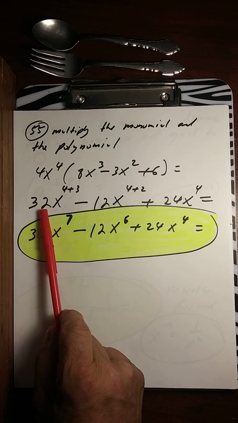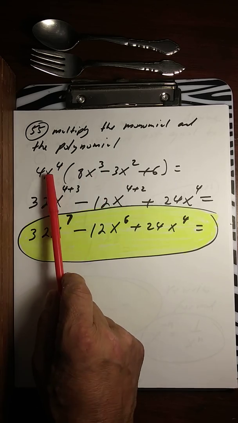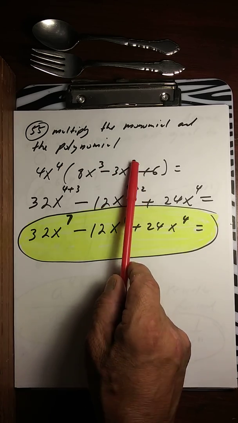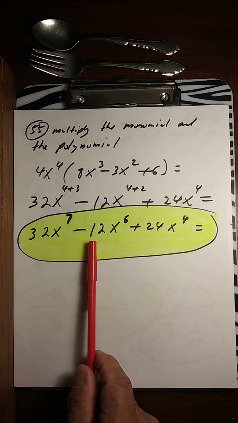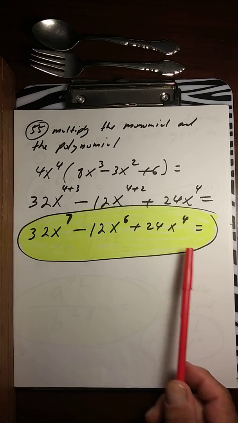This times this is going to be 32, 4 plus 3 powers, add them. That's going to be 12x, 4 plus 2 powers, add them. And now times that one is this. So now we have 32x to the 7, 12x to the 6, 24x to the 4.